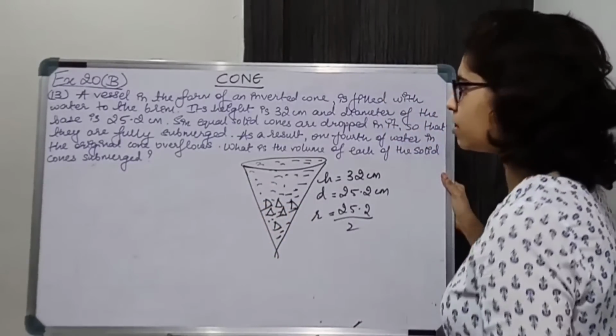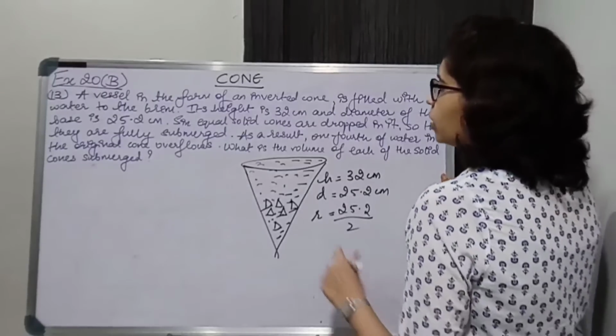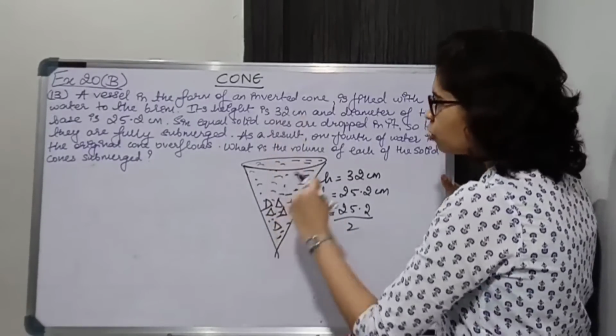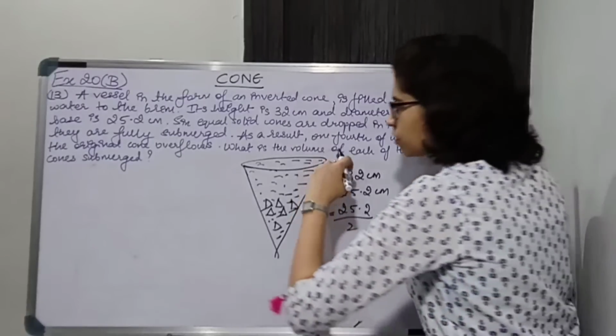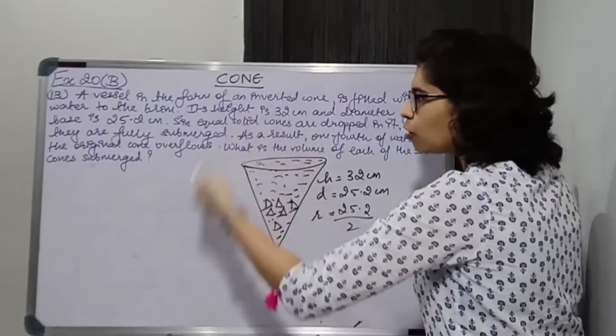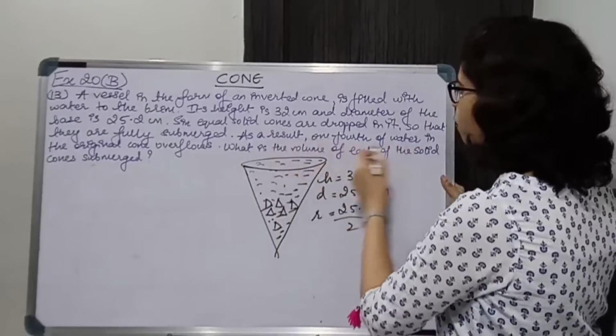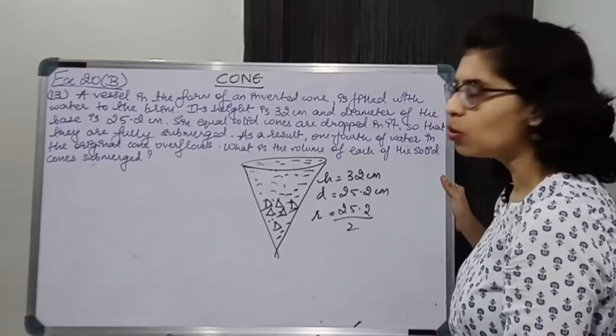I'm just drawing the triangles. Okay, now they are completely submerged. Now when you submerge the cone, what will happen? The water was completely filled, so the water will overflow. So 1/4 of the water in the original cone overflows.